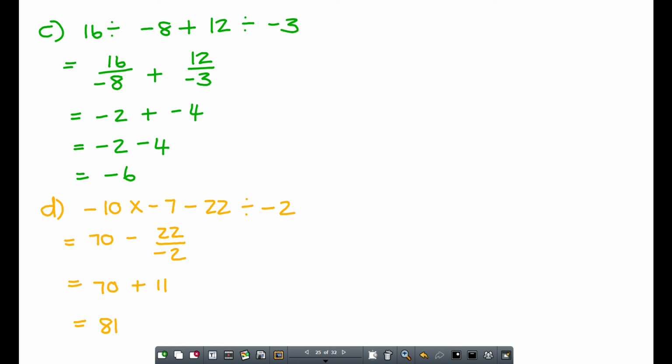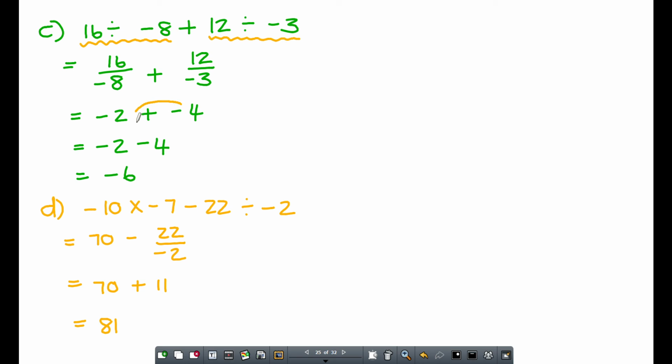Right. At C, I had to divide these two. That's why I wrote it in the form of a fraction. Plus, and then the 12 divided by minus 3, I also wrote in the form of a fraction. Now if I simplified that first fraction of 16 over minus 8, that gave me minus 2, plus 12 over minus 3 simplified will give me minus 4.